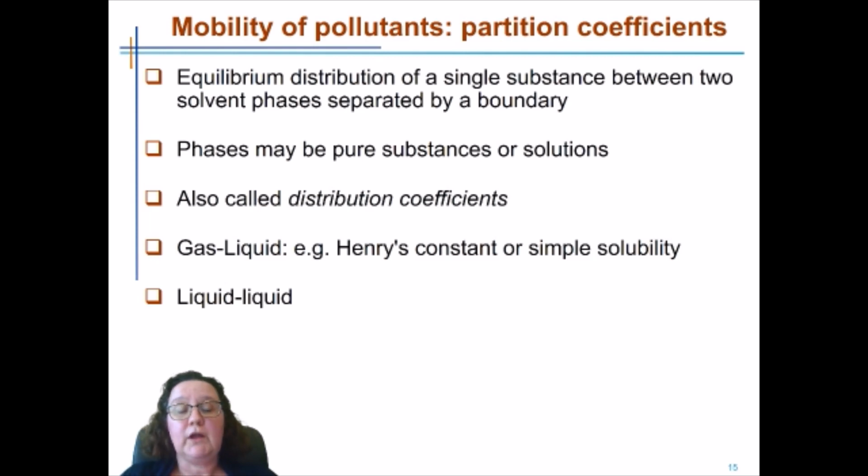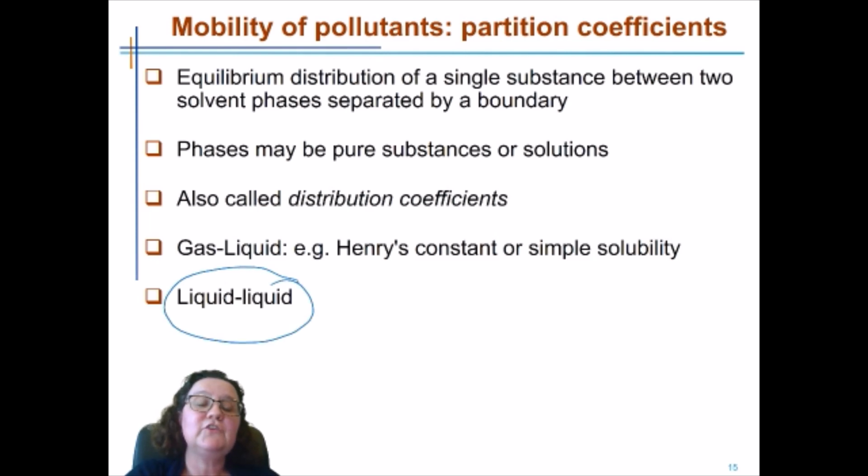The most famous one, or the first one used, is the gas-liquid one, and it is the only one that has a proper name. It's called Henry's constant. It's also known as simple solubility of gases, and it's the one that studies how easy it is for gases to dissolve in water. The most common one, the one used in the environmental arena more often, is the liquid one, called the octanol-water partition coefficient.